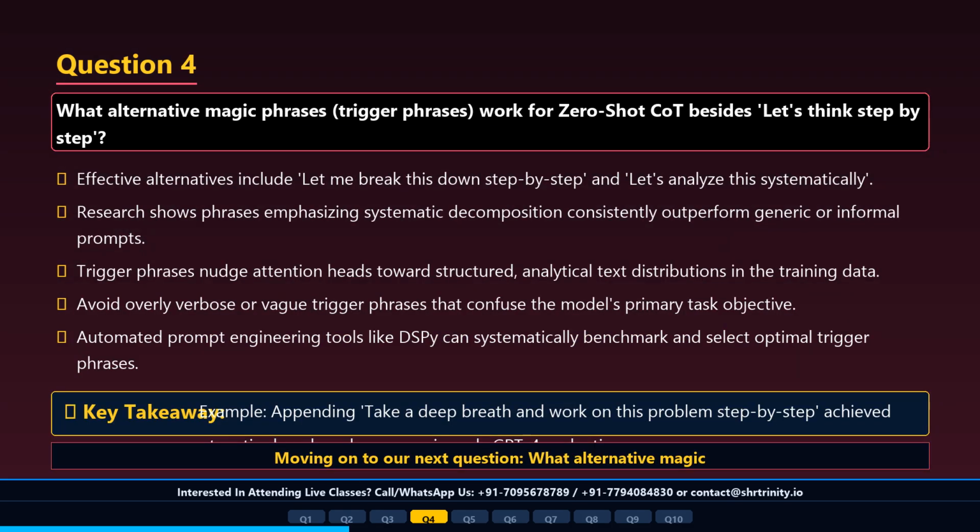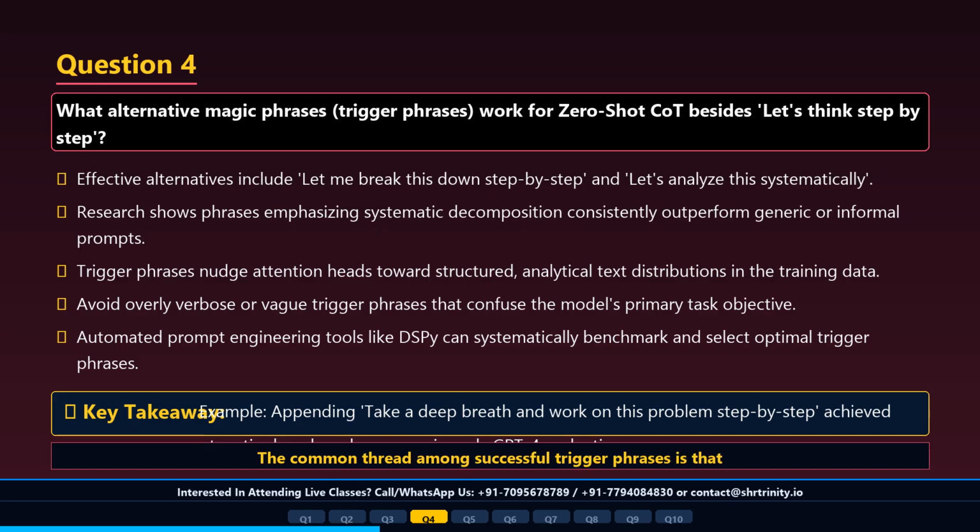Question 4. What alternative magic phrases, trigger phrases, work for zero-shot CoT besides "let's think step by step"? Effective alternative trigger phrases include "let me break this down step by step," "take a deep breath and work through this logic," "let's analyze this systematically," and "first, let me outline the premises."